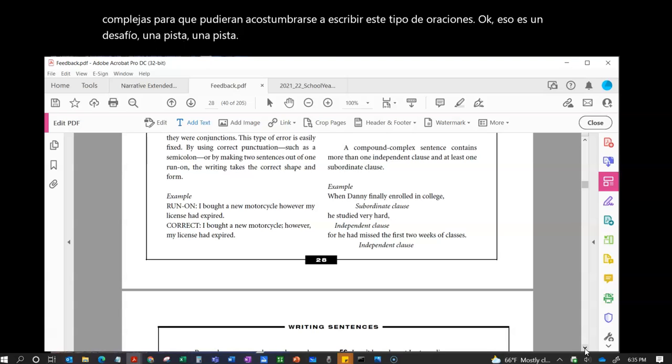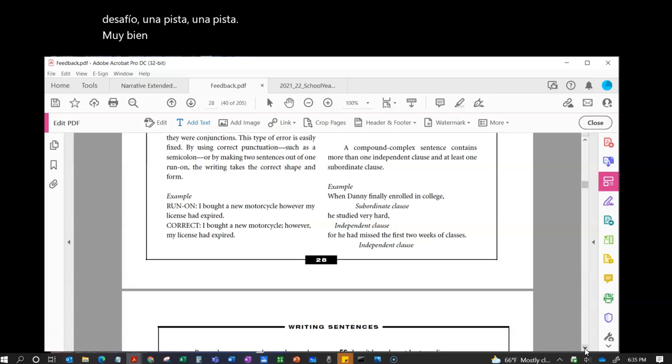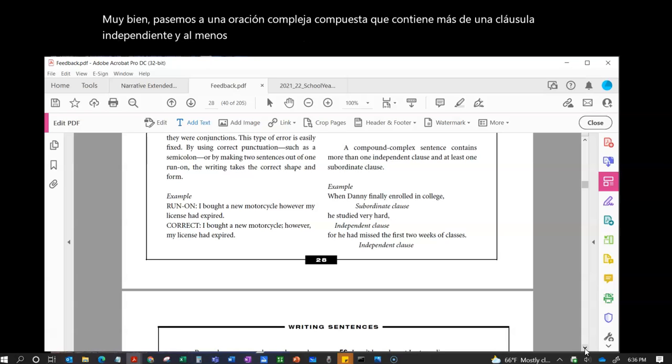All right, let's move on. A compound complex sentence contains more than one independent clause and at least one subordinate clause. These are for my high-level students, okay? Let's look at the example.